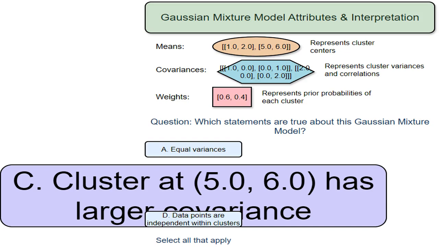Option C states the cluster at 5, 6 has a larger covariance. Looking at the covariance matrices, the one for the 5, 6 cluster is 2, 0, 0, 2, while the other is 1, 0, 0, 1. Clearly, the former has a larger variance, making this true. Covariance matrices show how much the variables spread out together. Think of it like this: the bigger the number in the matrix, the more spread out the data is.